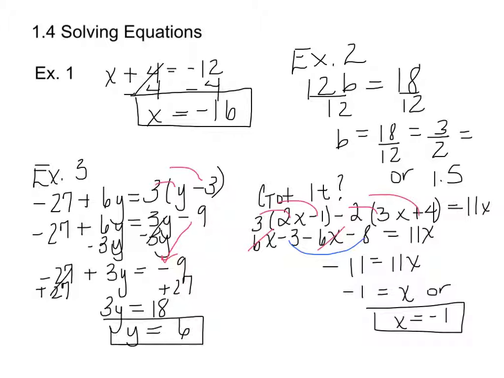Now, this may look strange to some of you all because we have the variable now on the right side and we're used to it being on the left. It really doesn't matter. If you wanted to rewrite it, you could have had 11x equals negative 11. If it looks better that way, you would still divide by 11 and you would get either negative 1 equals x or x equals negative 1.